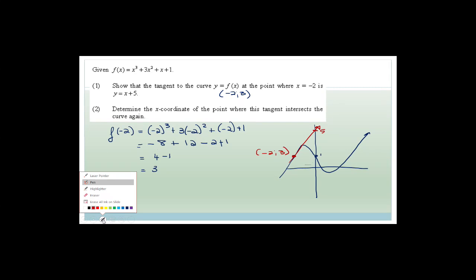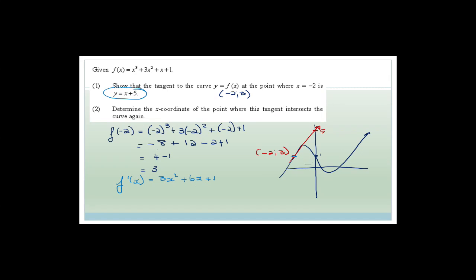Now we need to find the tangent at that point. Why? Because in order to find the equation of a straight line, we need to either have 2 points, or we need to have the point and the gradient. And we've got the point, so now we need to find the gradient at that point. And we can do that by finding f dashed of x, because f dashed of x is the gradient of the slope. It gives me the equation of the slope at every point along here. So that means it's going to equal 3x squared plus 6x plus 1. This is the equation of the gradient at any point.